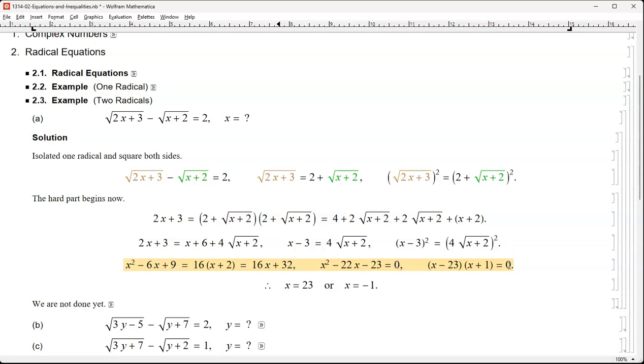Simplify, and it turns out we have this simplification. So this factorization yields x is 23 or x is negative 1. But it's still not over.